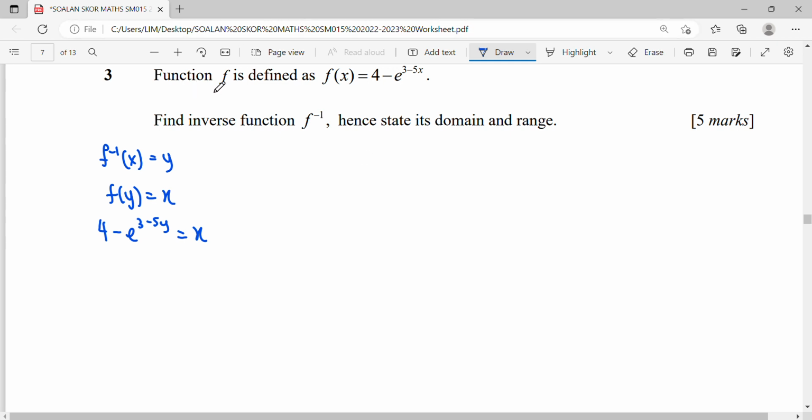Okay, question number 3. The function is defined for an exponential function. You can see the exponential function. Find the inverse function. So, the inverse function procedure: let the inverse function equal y.